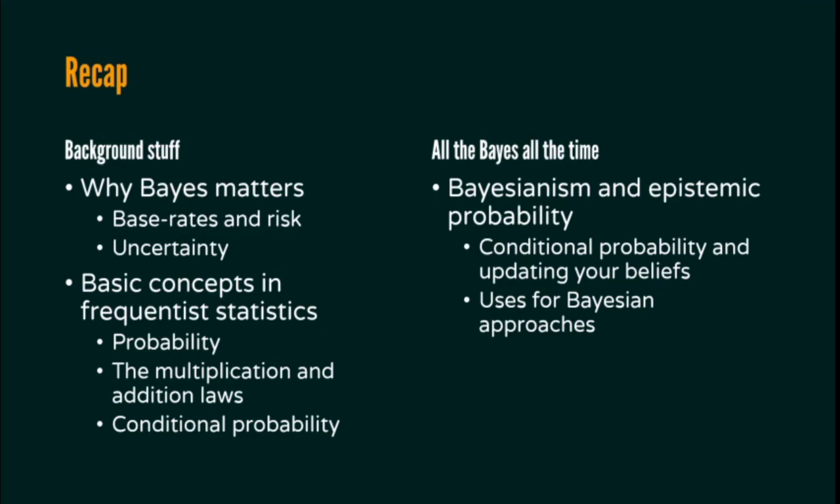What we talked about today during this session: we talked about why Bayes matters, particularly talking about base rates and risk, and that denominator. Whenever we're talking about probability, we've got a denominator that we need to think about. But Bayes matters much more than just because of denominators. It matters because of uncertainty. We've got to an understanding of Bayes by going through frequentist statistics, particularly talking about probability, the multiplication and the addition laws, which we can understand using set theory, and they bring us naturally to conditional probability, which is the probability of one thing given something else. Then we've shown how that conditional probability leads to Bayesianism and a more epistemic probability, where we update our beliefs as more data comes available. Then finally we talked about some of the uses for Bayesian approaches.